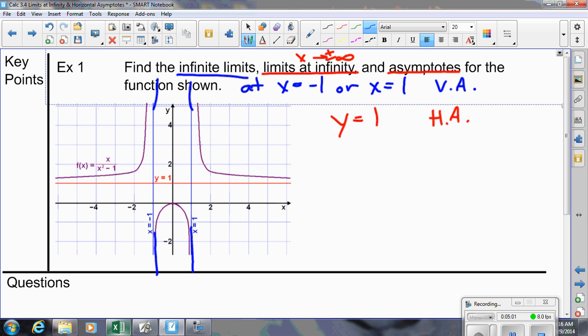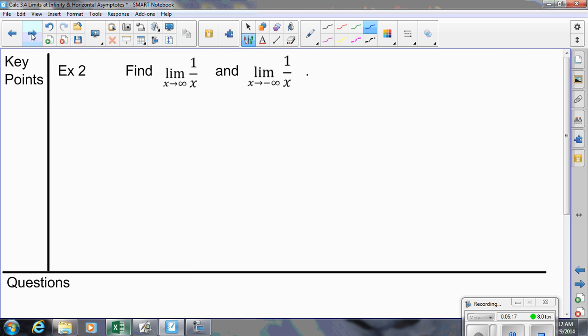Basically our horizontal and vertical asymptotes are entirely dependent on the idea: when does x go off to infinity, what happens, and when do you have y going up or down to infinity or negative infinity. So here, evaluate the limits. What do we have?